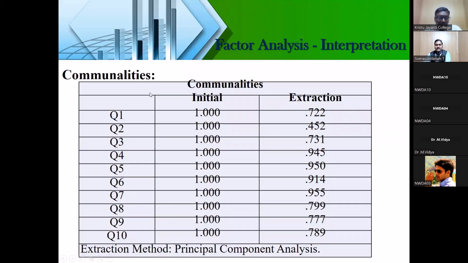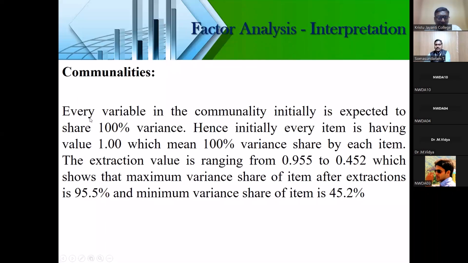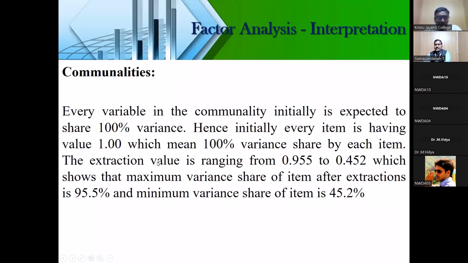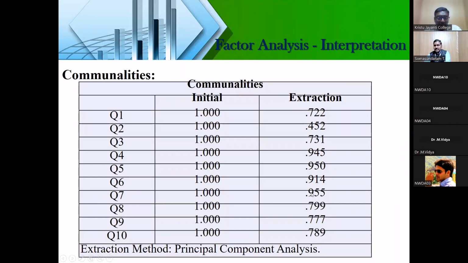Okay. Now, after this, the second one, the communalities table. Now see how you try the interpretation. Every variable in the communalities has a variance, and the initial values are 1. That means these communalities' initial values are 1, and they have extraction values ranging from 0.95 to 0.45. That means you have to write the highest value to the lowest value. What is the highest value? See, 0.95, and the lowest value 0.42.